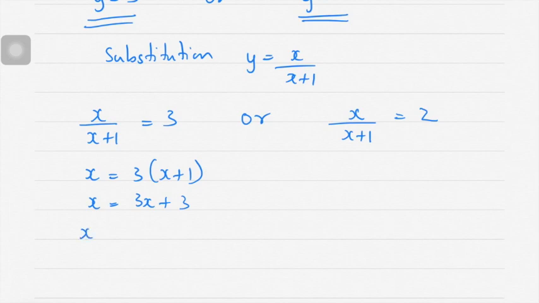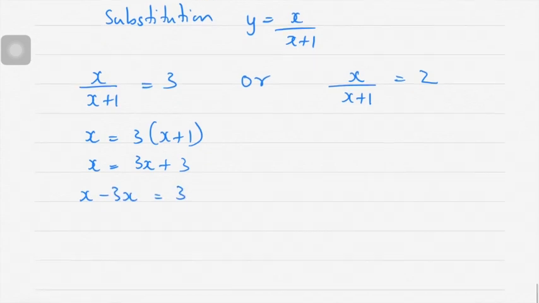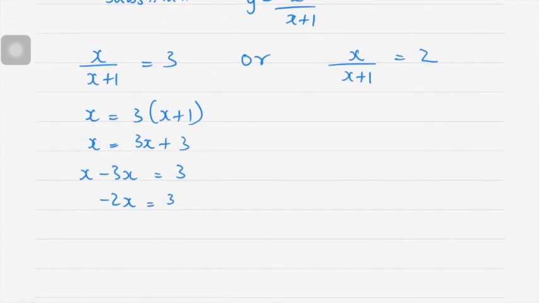Okay, now I'll bring x terms on one side. Okay, so x minus 3x is equal to 3. So x minus 3x would be minus 2x is equal to 3. Correct? So now x is equal to minus 3 by 2. Minus 2 I'll take it that side. So x is equal to minus 3 by 2. Correct?